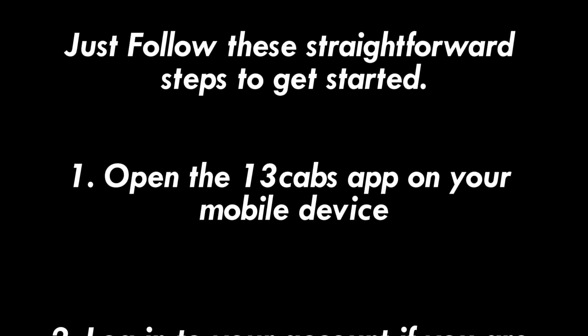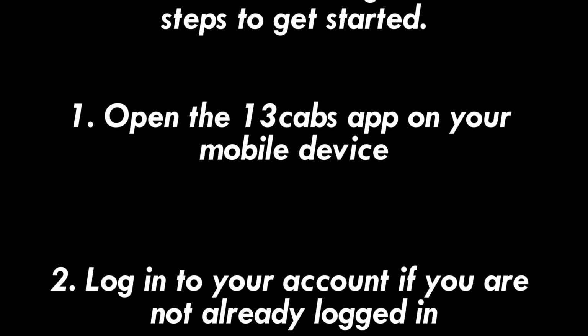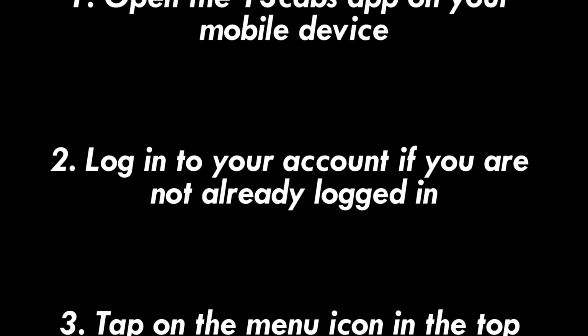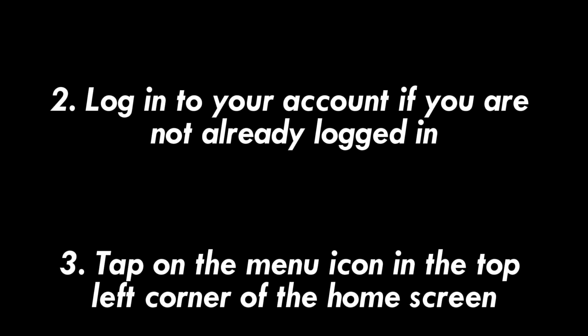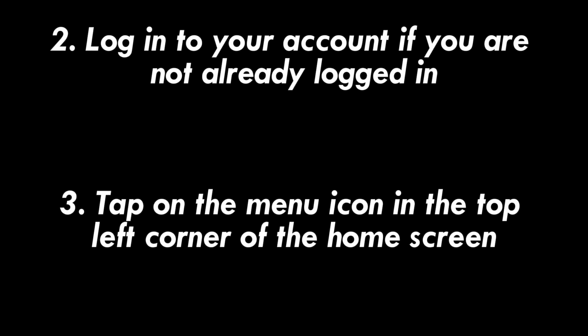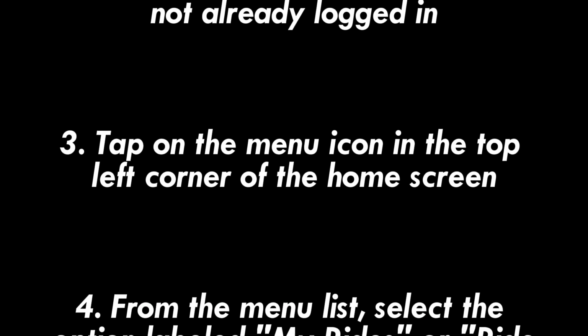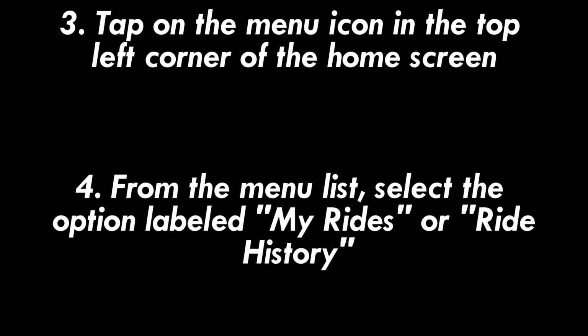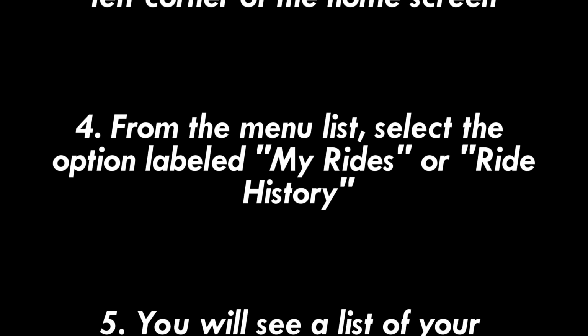1. Open the 13 Cabs app on your mobile device. 2. Log into your account if you are not already logged in. 3. Tap on the menu icon in the top left corner of the home screen. 4. From the menu list, select the option labeled My Rides or Ride History.